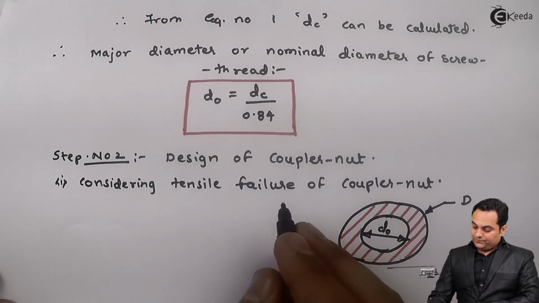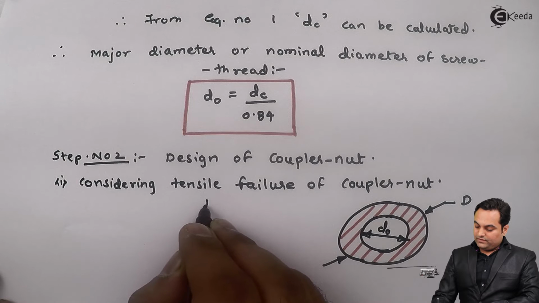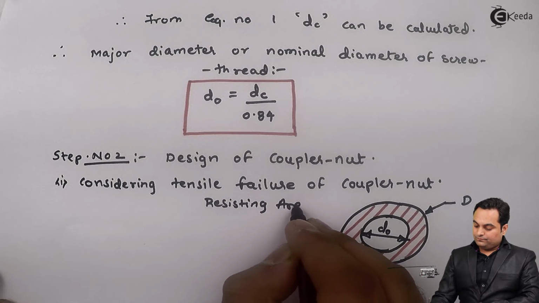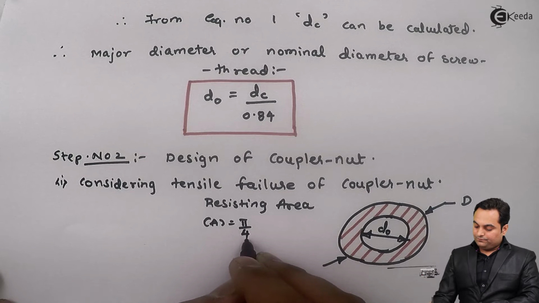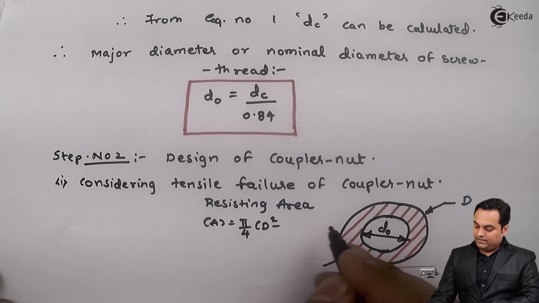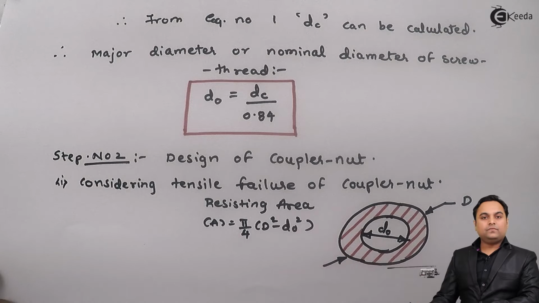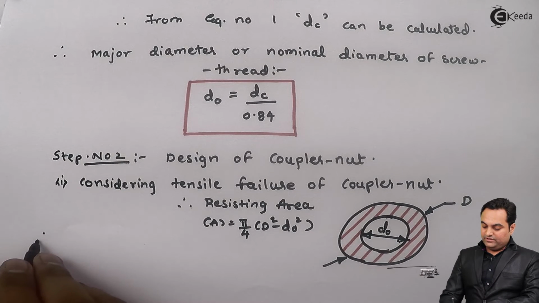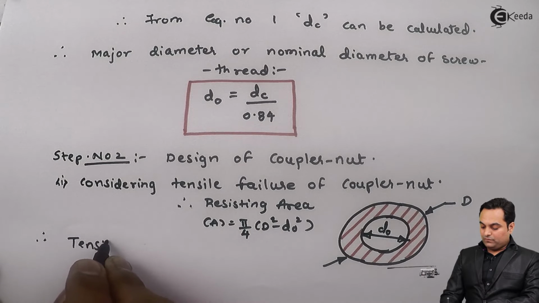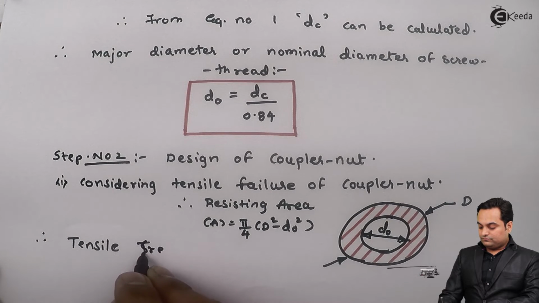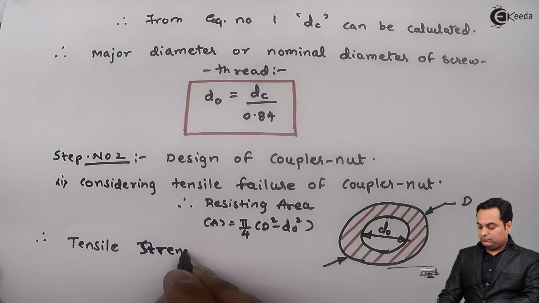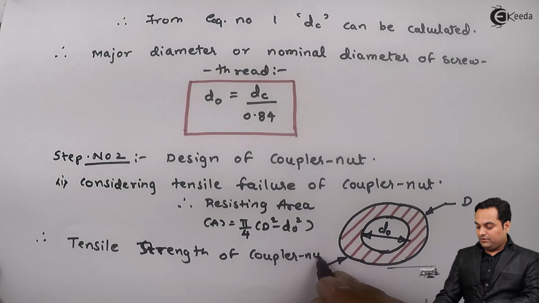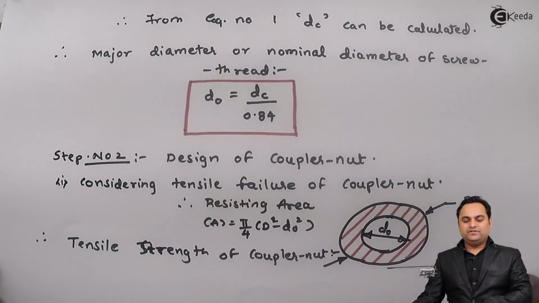Therefore the resisting area is pi by 4 capital D square minus DO square. Next, when I am considering the tensile failure, I will say that therefore the tensile strength of the coupler nut, I will write it onto the next page.